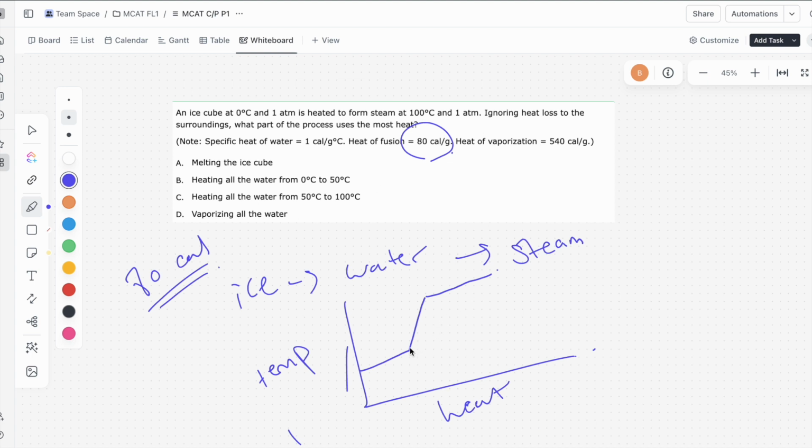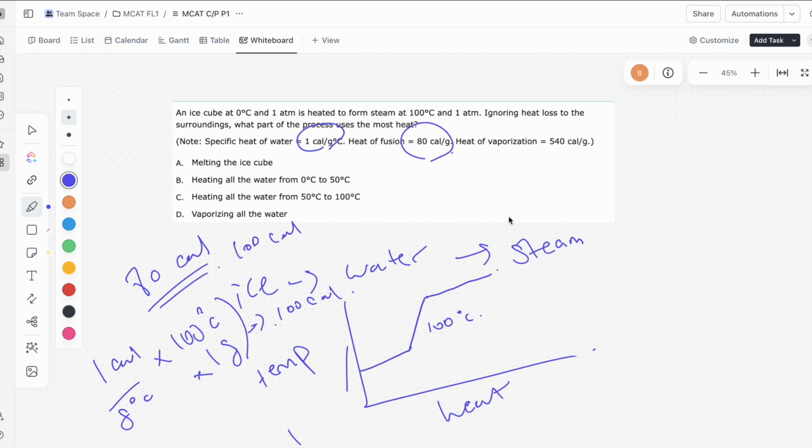Now, when it's increasing in temperature from 0 degrees Celsius to 100 degrees Celsius, it tells us that 1 calorie is needed for every gram and every degree Celsius you're trying to increase. So you're increasing the temperature of the water by 100 degrees Celsius, and we only have 1 gram of water. So 1 cal per gram degree Celsius times 100 degrees Celsius times 1 gram is going to yield 100 calories. All right, so this part here, 100 calories.